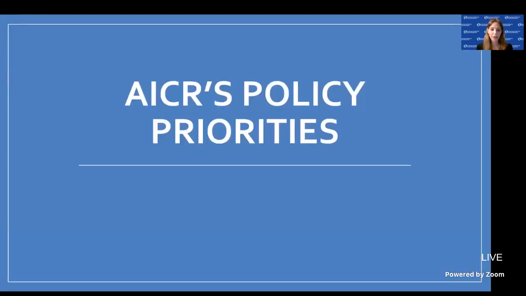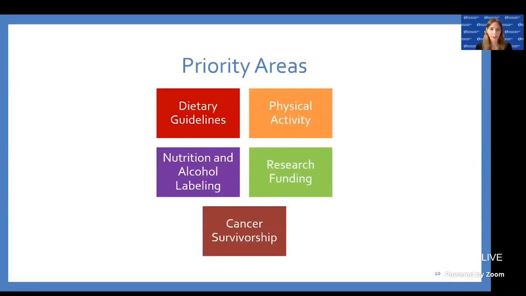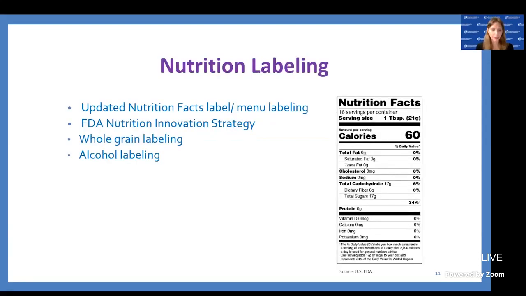I'm now going to provide an overview of AICR's five policy priority areas, and you'll see several of them relate to diet quality. These are the five policy priorities: dietary guidelines, nutrition and alcohol labeling, cancer survivorship, research funding, and physical activity. AICR has supported updating the nutrition facts label to add added sugars, as I mentioned, and has been engaged with the U.S. Food and Drug Administration for the last few years on their nutrition initiative. We're also proactively calling for the addition of a whole grain label to food packages to support people eating more whole grains to reduce their risk of colorectal cancer.